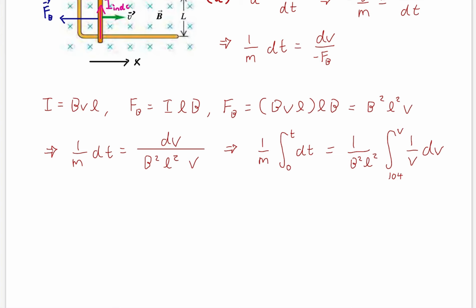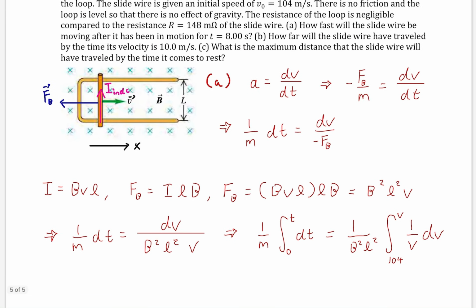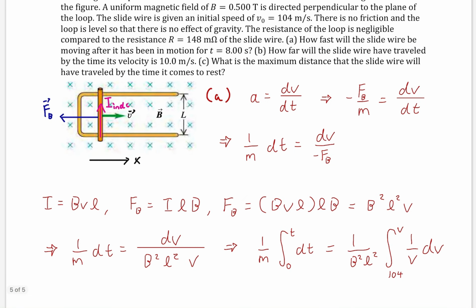Whereas on the left-hand side, obviously evaluating t at the lower limit is just 0, so that's why it just becomes t. So I won't say any more about that. You can see then that once you have this set up, velocity as a function of time, I think that will let you answer both parts A and B, if I remember correctly, because we say how fast will the slide already be moving after 8 seconds.